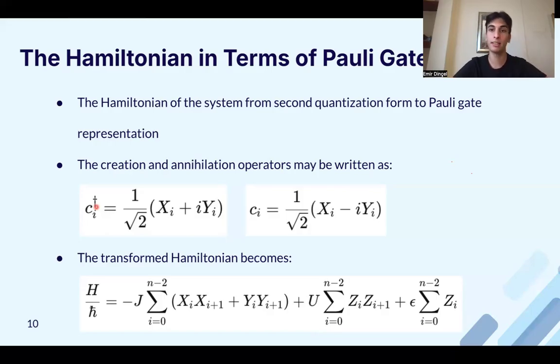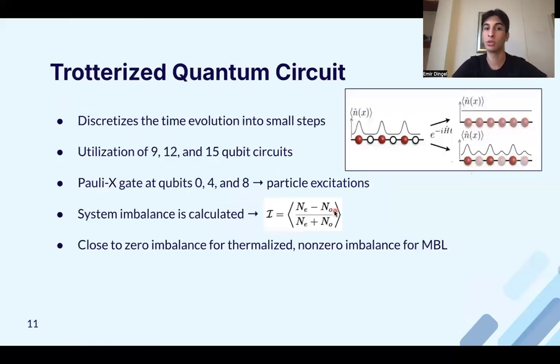Thus, when we rewrite and reformat our equation, our new Hamiltonian will be like the following at the bottom right here. And then we can plug this Hamiltonian in and create a trotterized quantum circuit, which discretizes the time evolution into small steps, so small time frames, for which we will be utilizing 9, 12, and 15 qubit circuits. In this case, the Pauli X gates will be at qubits 0, 4, and 8 to check particle excitations.